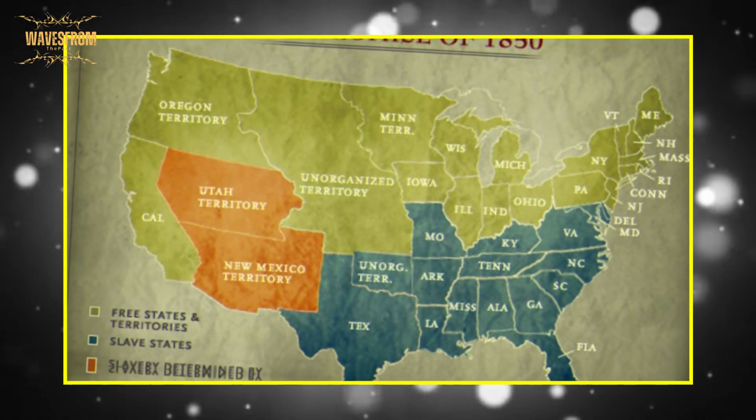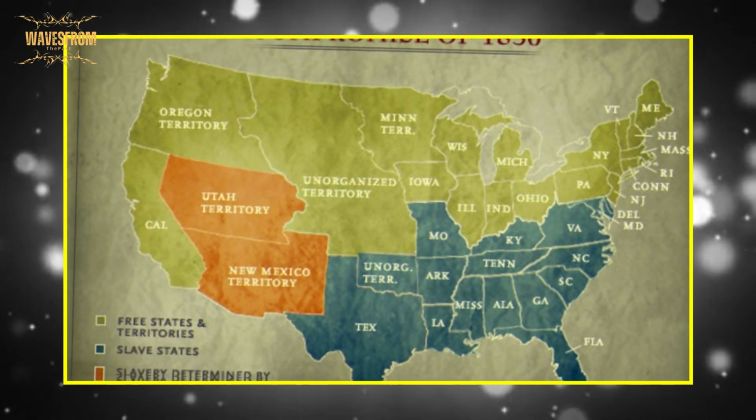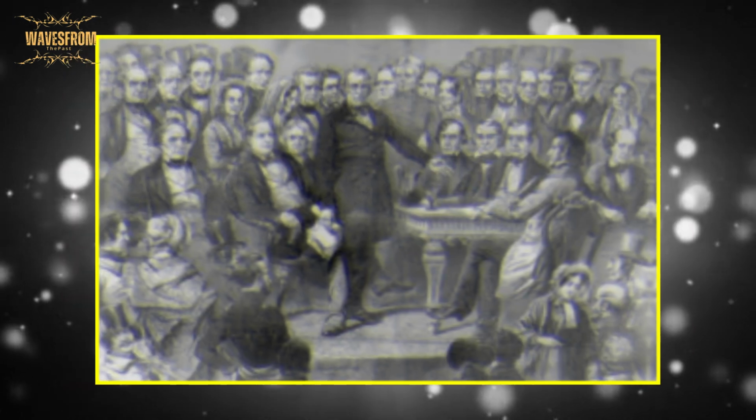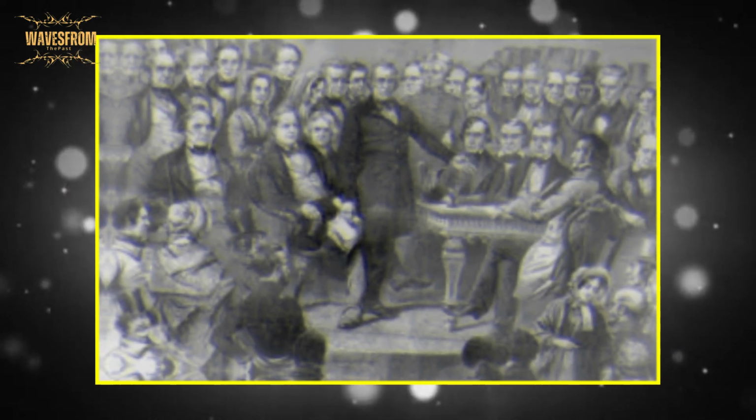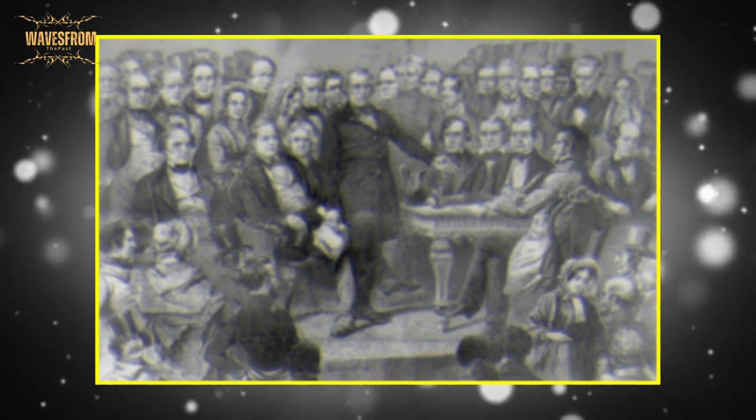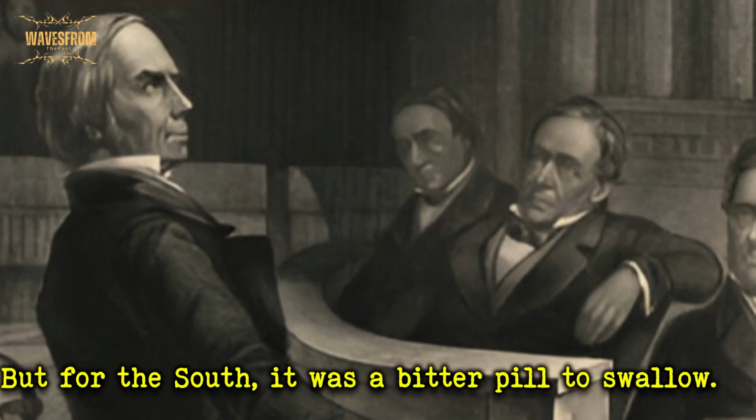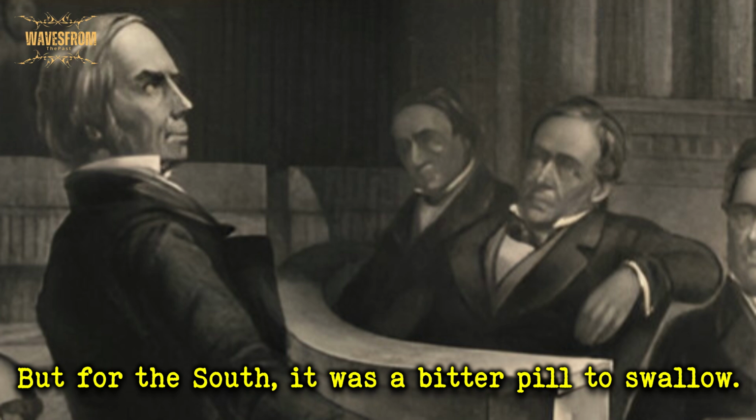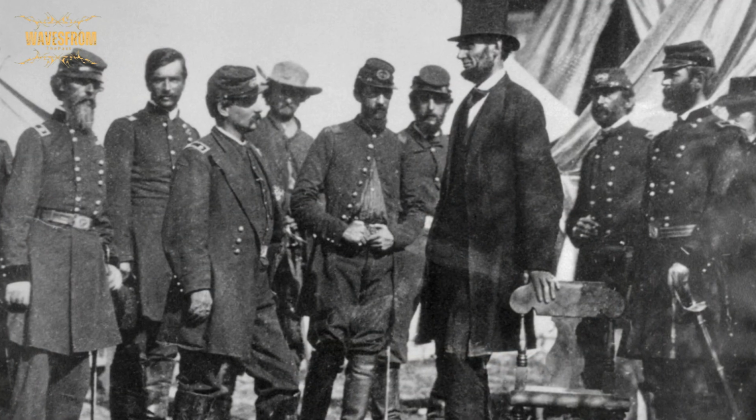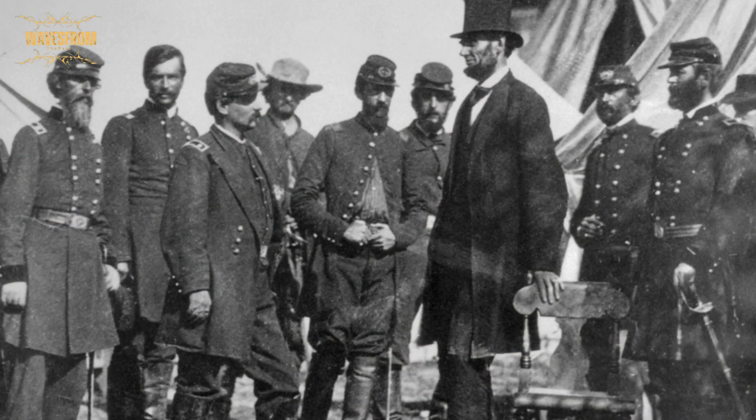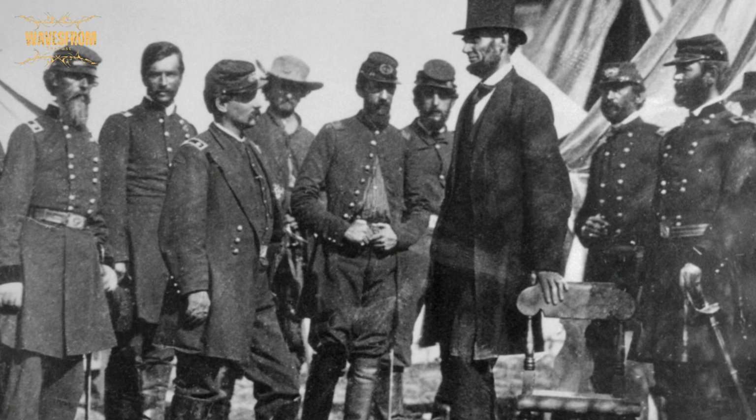One of the key pieces of this compromise was the admission of California as a free state. This was a big win for the North because it tipped the balance of power in the Senate in favor of free states. But for the South, it was a bitter pill to swallow. They feared losing influence in a government where decisions could increasingly turn against the institution of slavery.